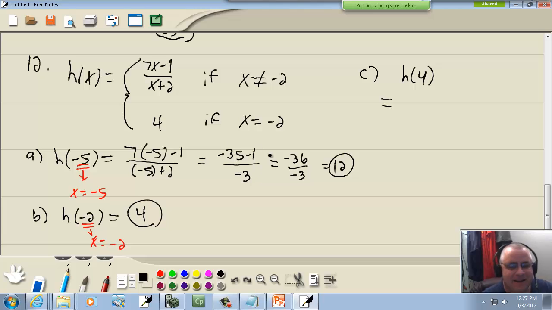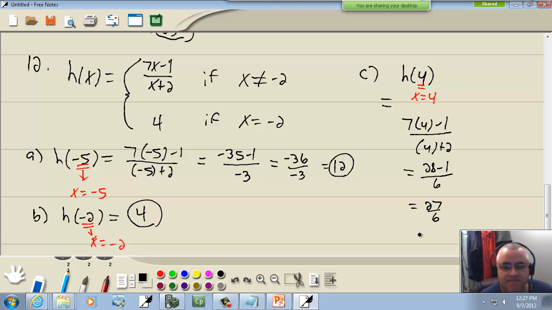Okay, h of 4. Again, our x value is what's inside of parentheses, which is 4. So I'll come over here, compare it against my conditions. Is 4 not equal to negative 2, or is 4 equal to negative 2? Well, it's not equal to negative 2, so we're going to plug it in our first piece. So I got 7 times 4 minus 1 over 4 plus 2. That gives us 28 minus 1 over 6. Gives us 27 over 6. And this reduces. Top and bottom both divisible by 3. So that gives us 9 over 2. So 9/2 is our answer.